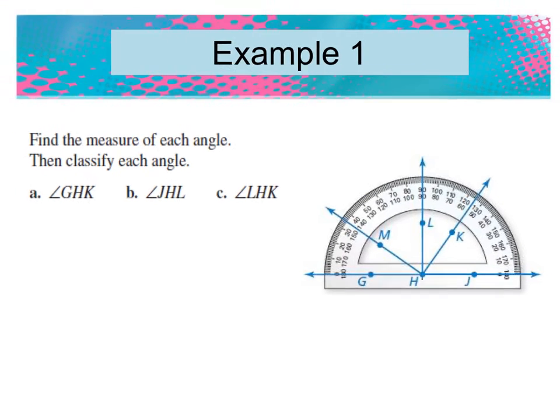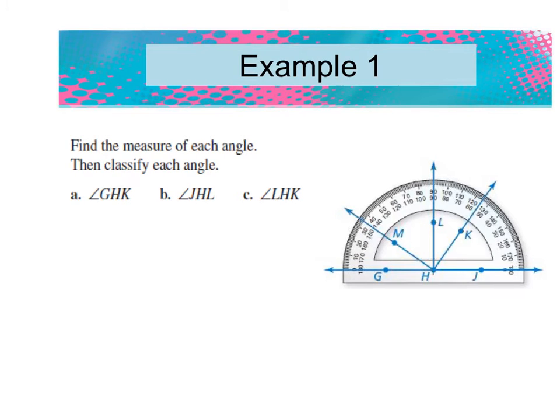So first, let's go ahead and I'm going to highlight the first one, GHK. So G to H to K is this angle right here. So again, I'm going to start here at the 0, and it's going to count. So I'm going to use the outside numbers, and then I'm going to see where the ray ends up, and it's going to end up here around 125. So this is a 125-degree angle. It's an angle that's between 90 and 180, so it's obtuse.